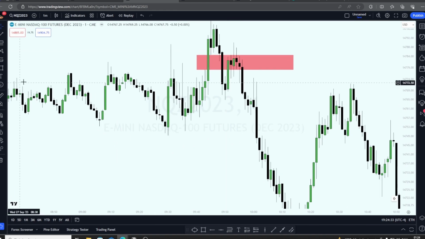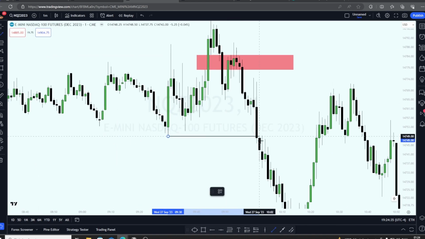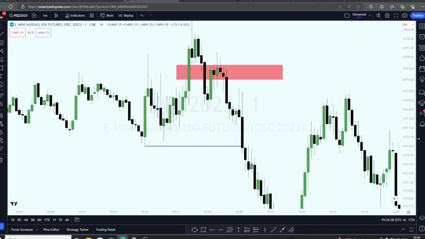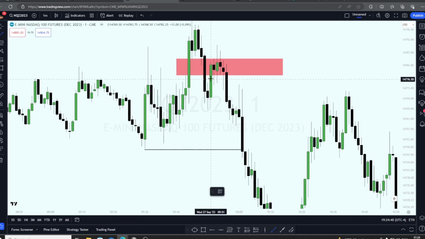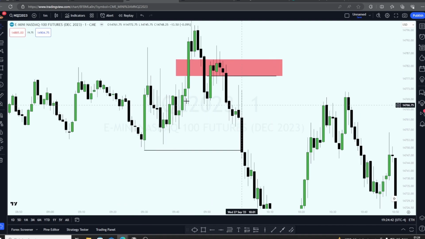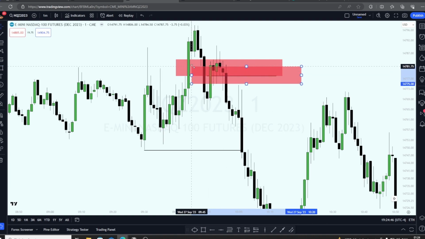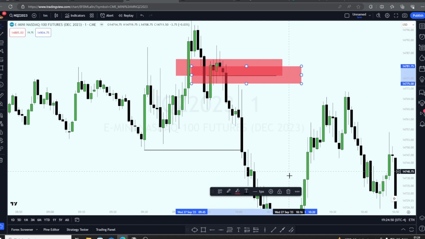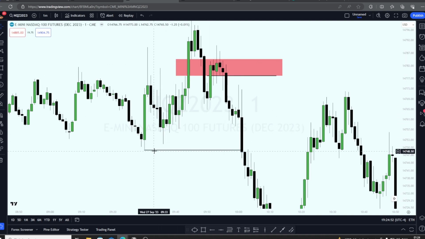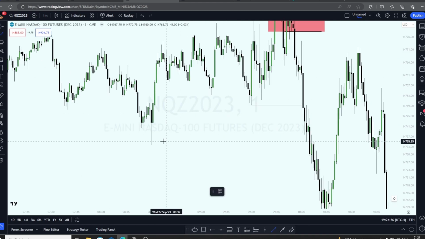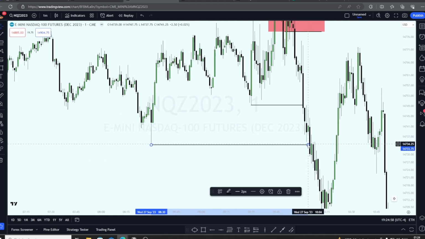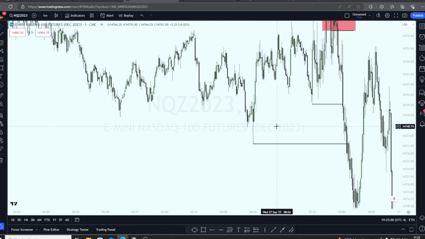As soon as we inverse this, I am so confident that we go here, right? So I place my entry here on this inversion fair value gap, right? That actually lines up with another fair value gap right there, right? So what I did was I entered here and I took profit here, right? I could have taken profit here, but I didn't want to get greedy, so I took profit there. Internal liquidity again, you see?